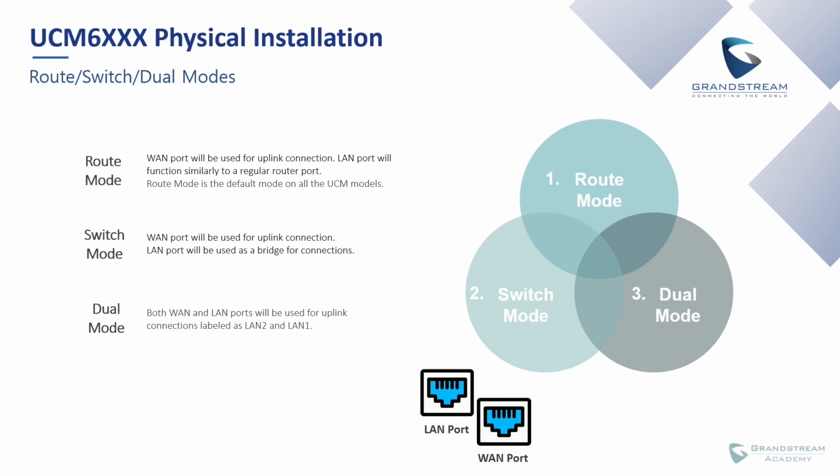The second method is the switch mode, where the UCM will be bridging the LAN and WAN ports. Basically, the UCM will not be managing the DHCP addresses for the phones and will itself be assigned an IP address by the router. And the third is dual mode, where both WAN and LAN ports will be used for uplink connections. The WAN port will be mapped as LAN 1 interface, and the LAN port will be mapped to LAN 2 interface. Basically, the first one is for the SIP dedicated trunk and the other one is for the local network and internet access.